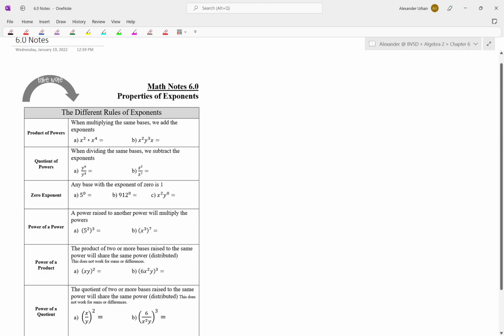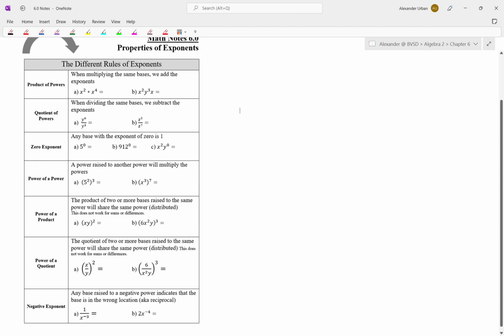Today we're going to be working on Chapter 6. This is our first section, and it's really not in the book. This is an Algebra 1 review. So we're going to look at the 7 different laws of exponents, or different rules of exponents.